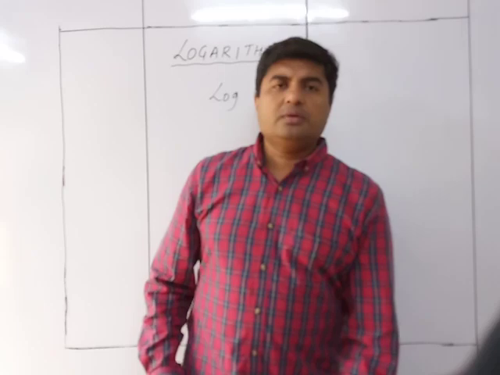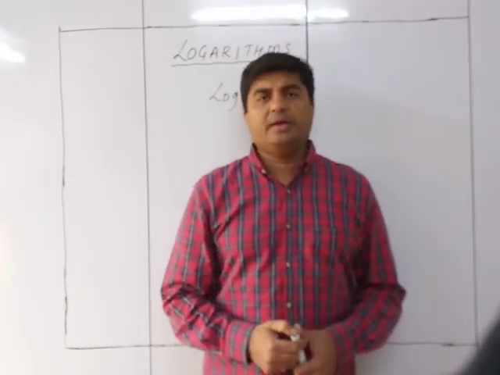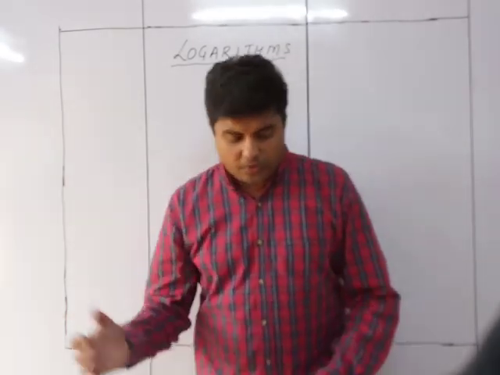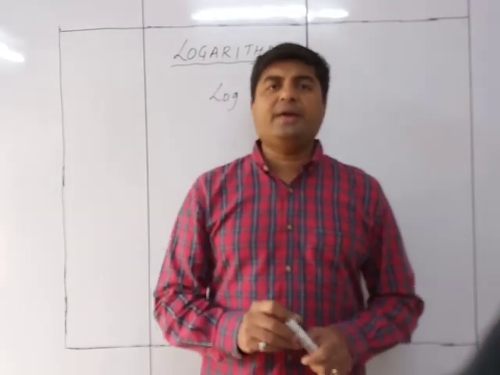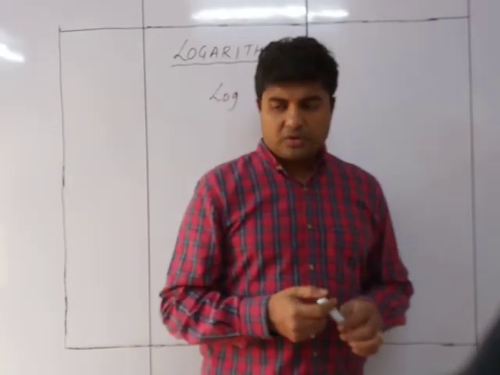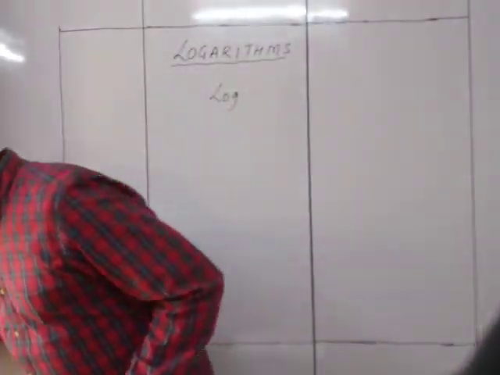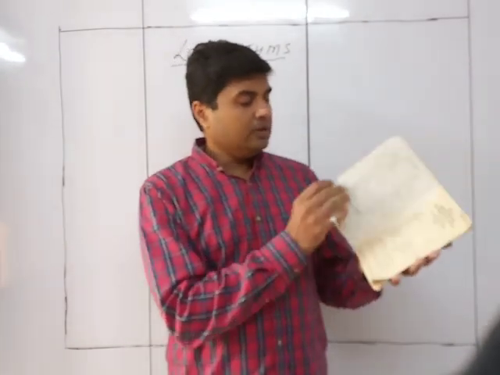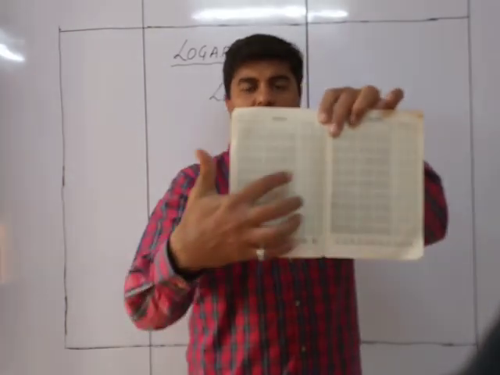Logarithms were developed in the olden times so as to make complicated calculations simple. Because what they did was they made something which is called a log table. So there's some kind of a log table book over here. They made certain tables like this. So this is called a logarithm table.